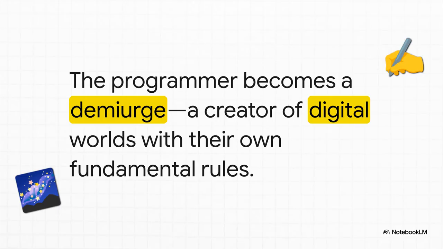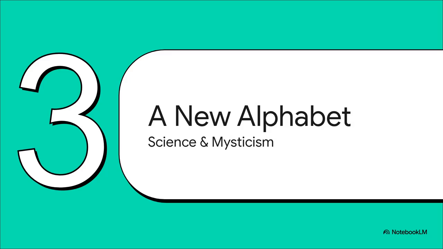So the programmer, they stop being just a coder. They become what's called a demiurge. That's an old word for a creator, a craftsman of a universe. You're not just debugging code anymore. You're literally defining the physics, the logic, the fundamental fabric of a new world. Which, of course, begs the question, what kind of language could you possibly use to do something that powerful? Okay, section 3. To write a new reality, you're going to need a completely new kind of alphabet.